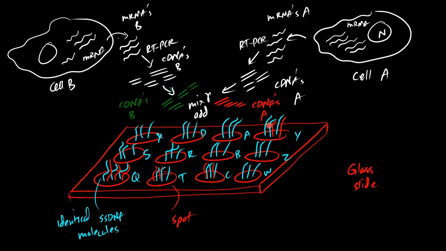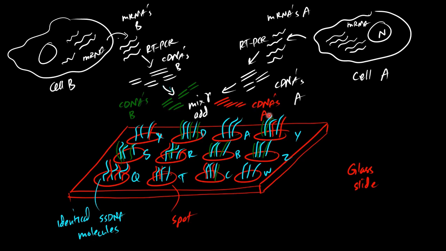So complementary sequences will start hybridizing to each other like this. Also, we could have green, green, green, and some green here. Only green. Okay. So now, as you can see, some of the green cDNA was able to hybridize to certain spots like S, D, R, B, Z, Y, and C.